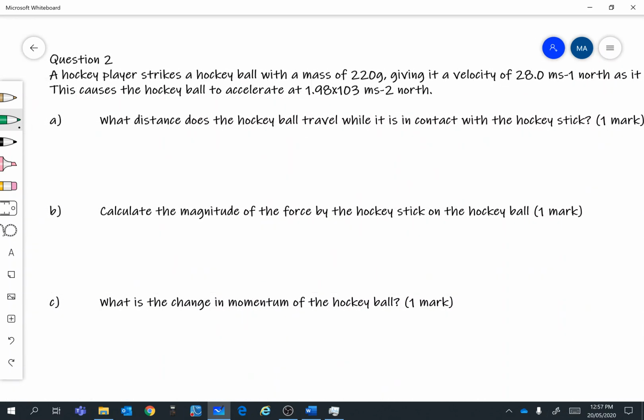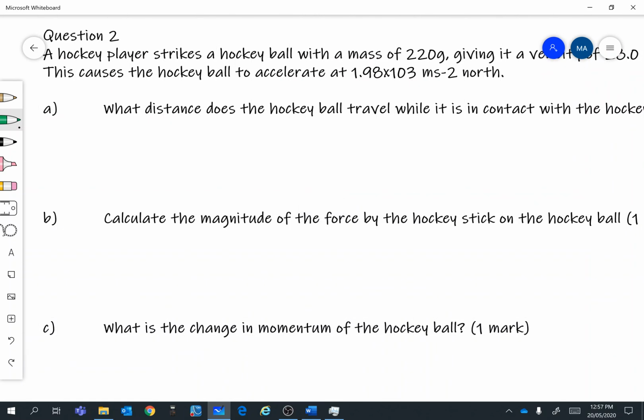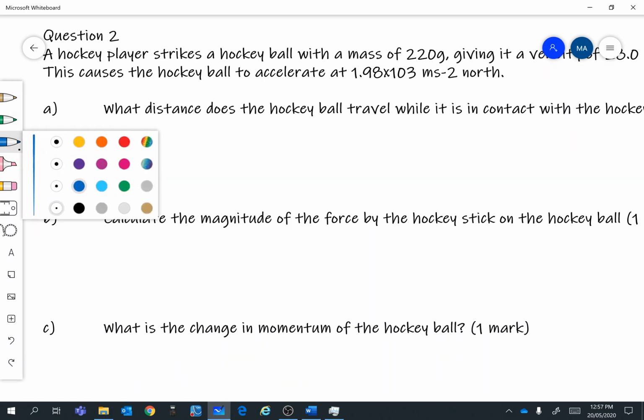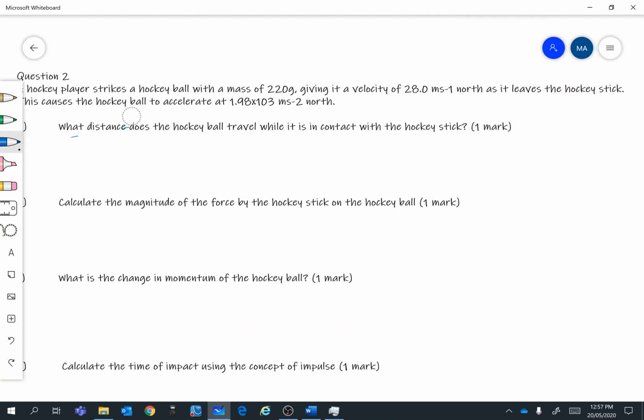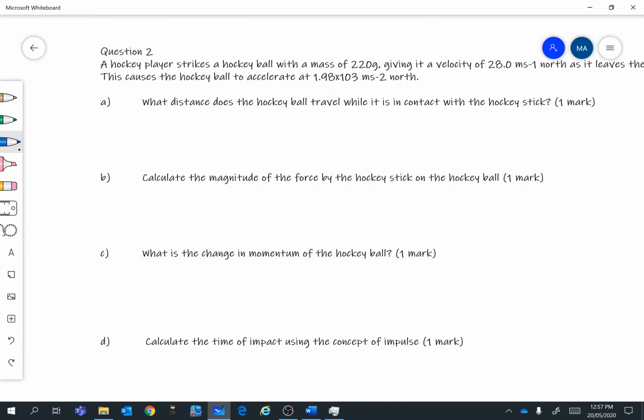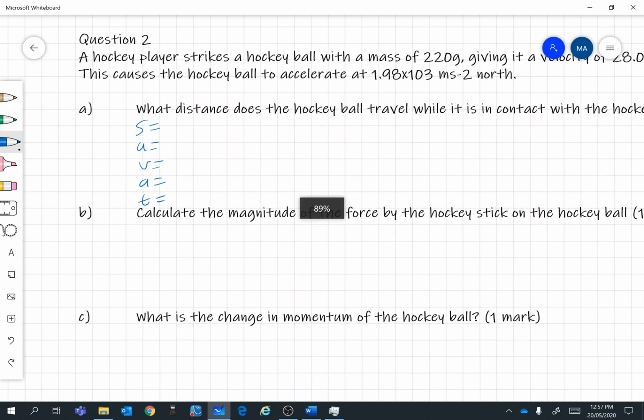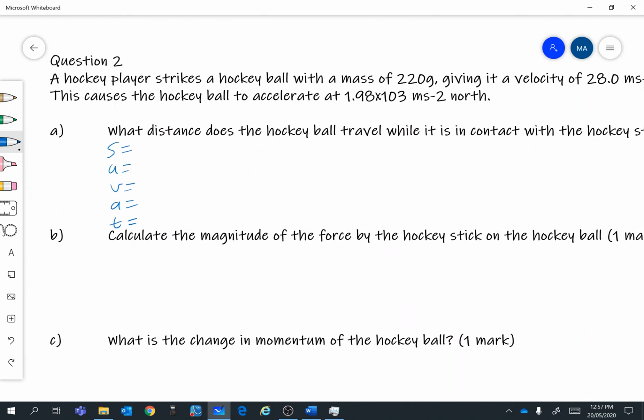Okay, so it's accelerated motion. We're told some information here, so let's use SUVAT to write this stuff down. Actually, I just prefer to do this with a blue pen, I think. Remember, if in doubt, SUVAT. What distance does the hockey ball travel? Well, that's what we're trying to find, the displacement or the distance, s.